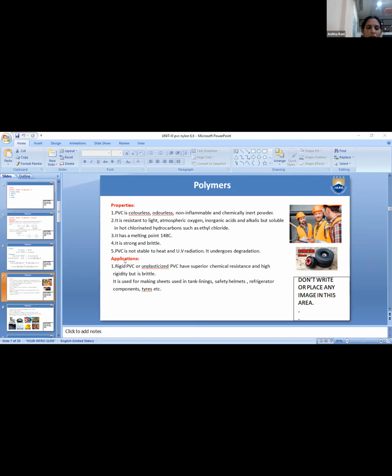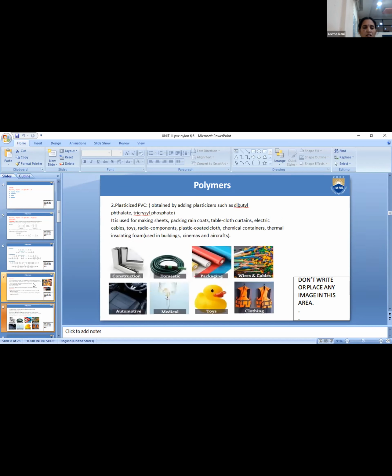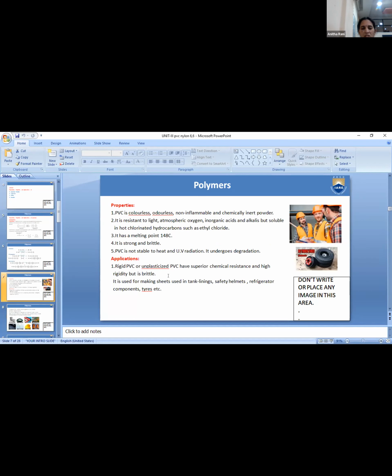Now the applications, the uses of PVC. We will take rigid PVC and plasticized PVC. In rigid PVC, or unplasticized PVC, we won't use any plasticizers, and we prepare some articles. Rigid PVC has superior chemical resistance and high rigidity, but it has some brittleness. It is used for making sheets that are used in tank linings.